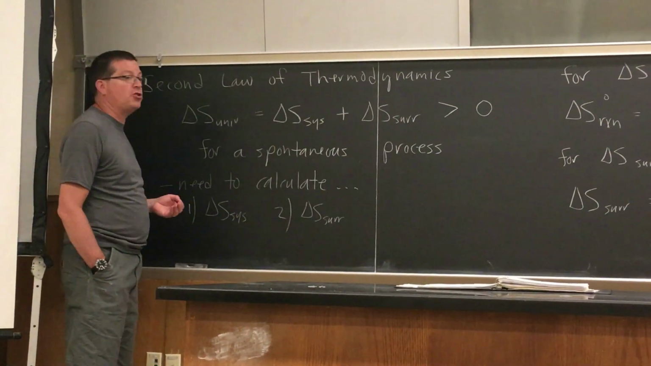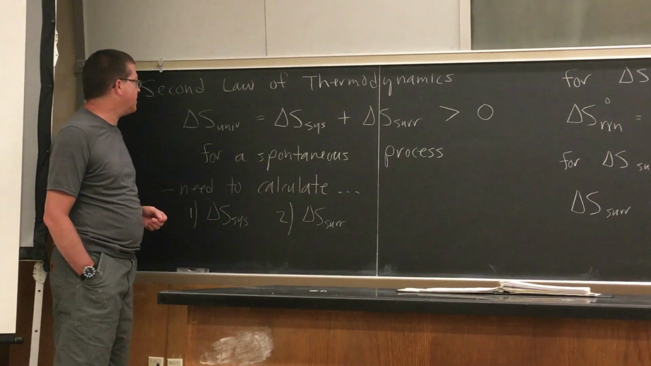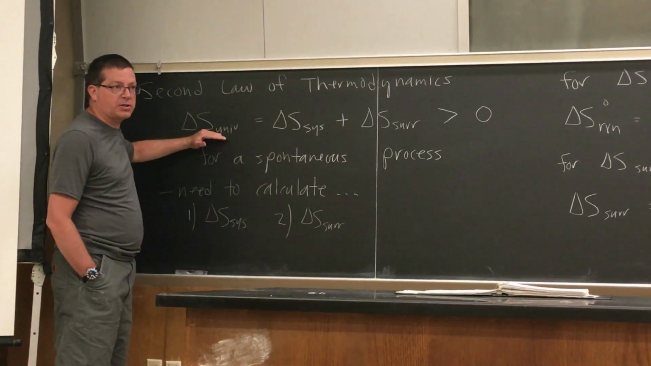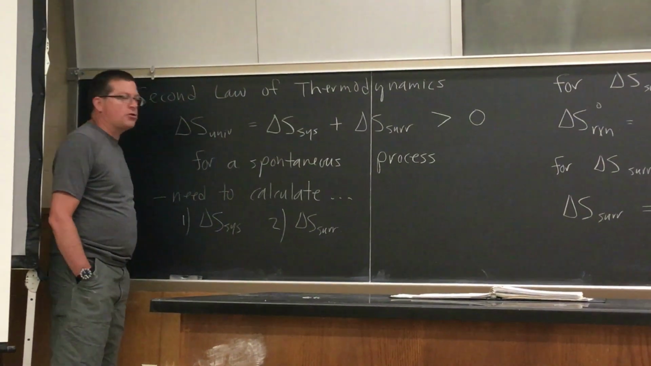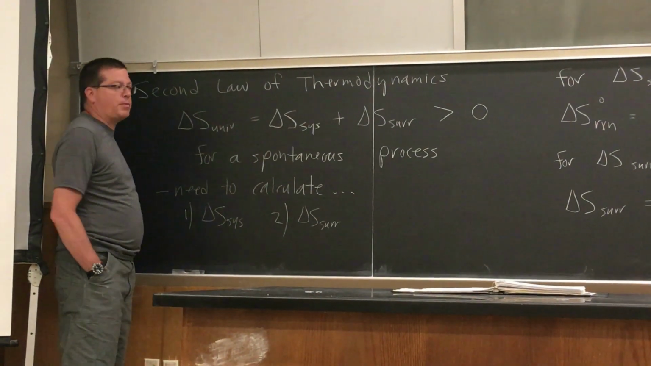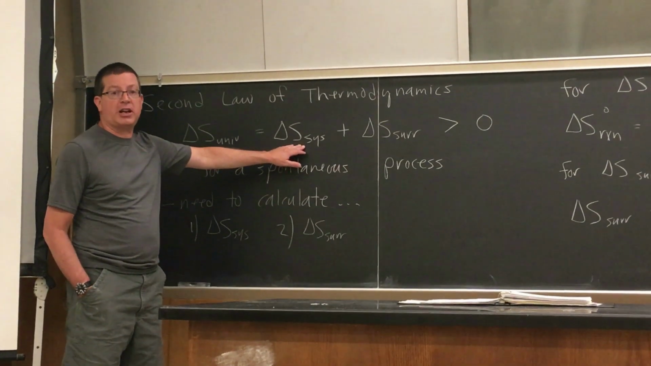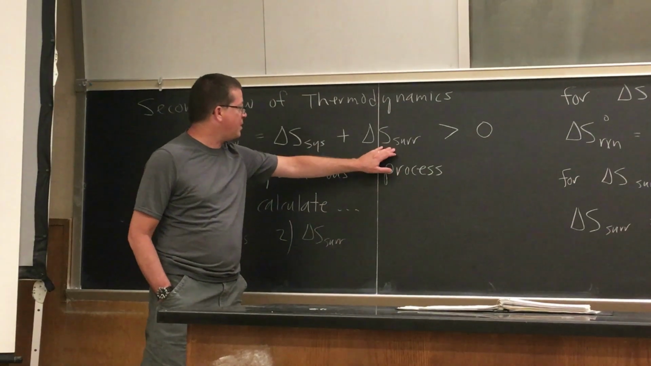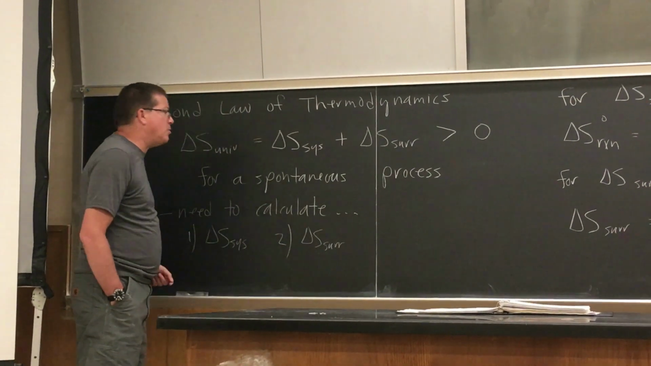So again, what we have to show is that for a reaction or a process to be spontaneous, we have to see a positive delta S of the universe. Right? That is our requirement for spontaneity. So in order to do this, we have to have a means of calculating the entropy change of the system, but we also have to have a means of calculating the entropy change associated with the surroundings. So how do we do that?